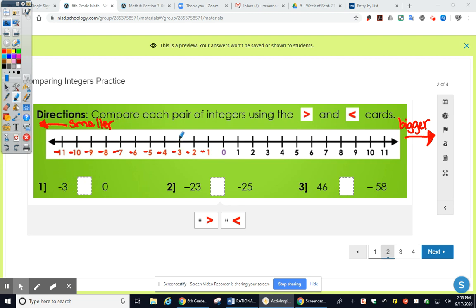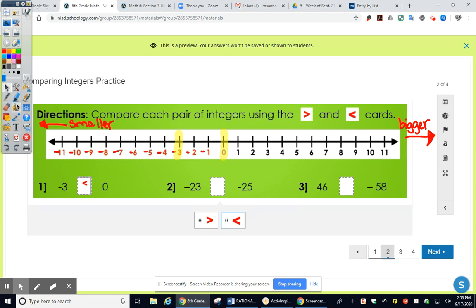All right, so let's locate some numbers here. We have negative 3 and we have 0. And I can see here that negative 3 is smaller than 0 because negative 3 is further to the left on the number line. So because negative 3 is smaller, I want the alligator to eat the bigger number. So the alligator should be eating 0 because 0 is greater than any negative number. And look, negative 3 is further left on the number line, so it is smaller. Okay?